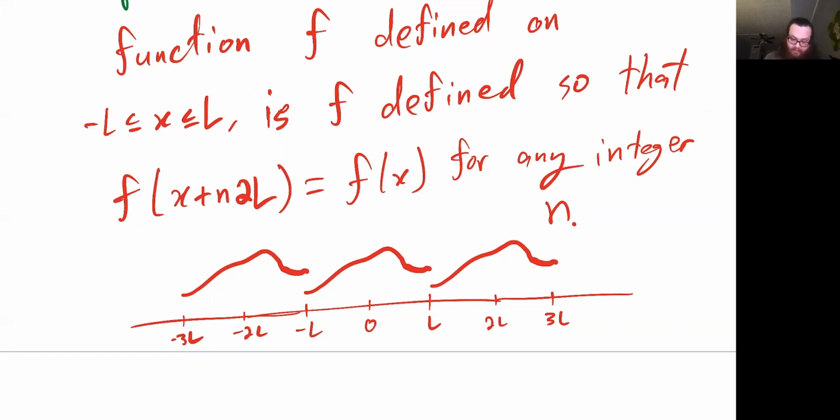Okay, so, right, if this is x, and this is that function value f of x, well, if n is equal to 1, say, for example, then over here, x plus 2L, so this is x plus L, x plus 2L. So we're going to have this point right here. What's the function value at x plus n 2L? Well, that's going to be the same function value, f of x, which is what we've indicated right there.